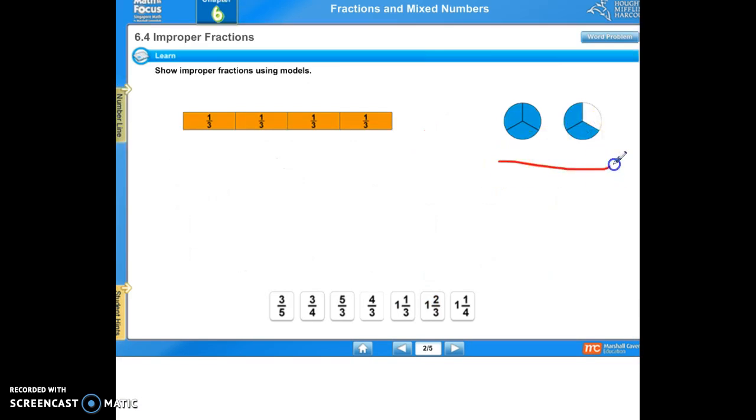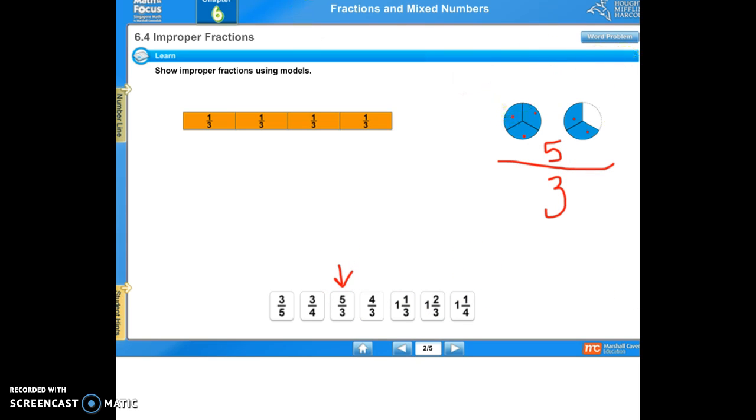What if I looked at this picture right here? I can see that these are cut into thirds. So I see right here I've got 1/3, 1/3, 1/3, and another 1/3, and another 1/3. So if I add these up, I've got 1, 2, 3, 4, 5, and they're broken into thirds. So one way I can say this as an improper fraction is 5/3.